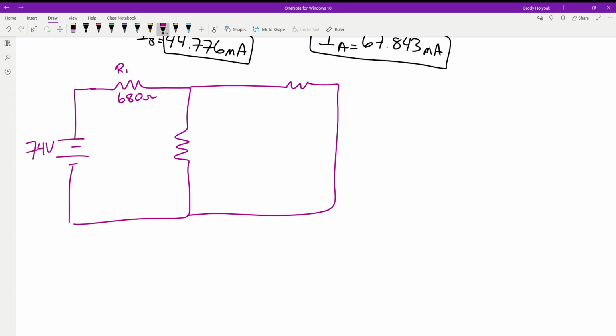Okay, voltage total is going to be 74 volts. R1 is 680 ohms. R2 is 150 ohms. And R3 is 110 ohms.